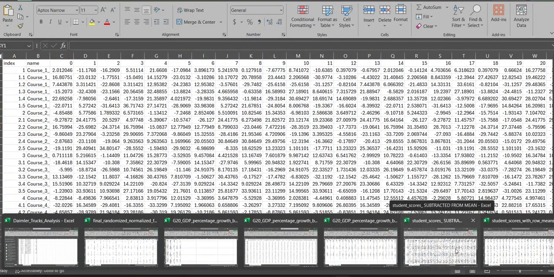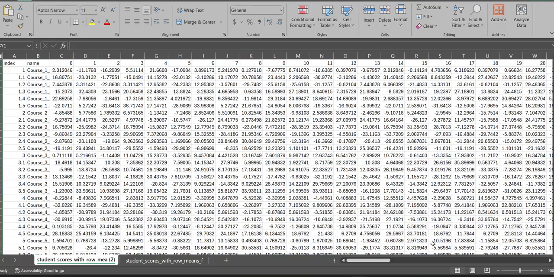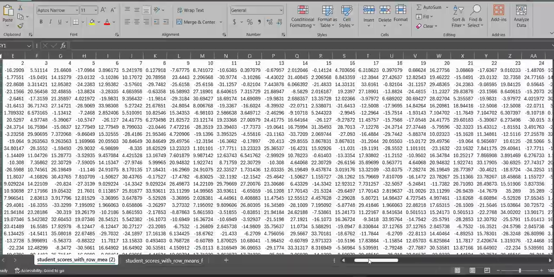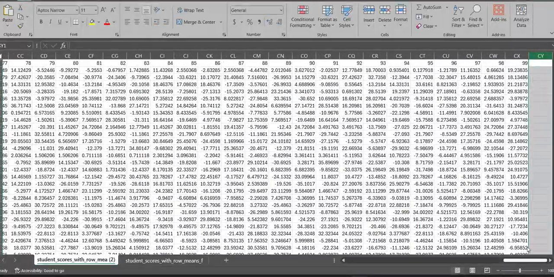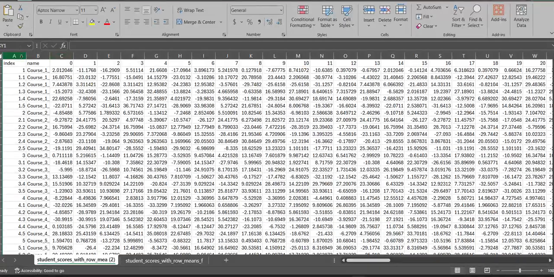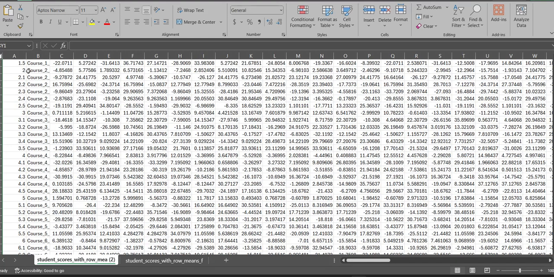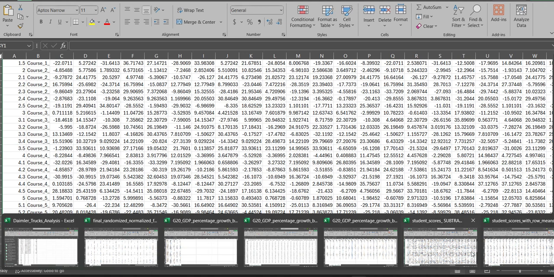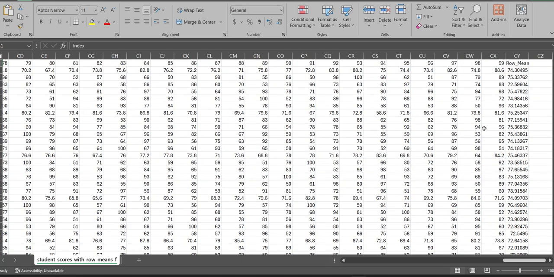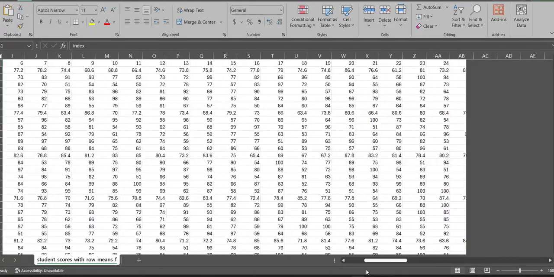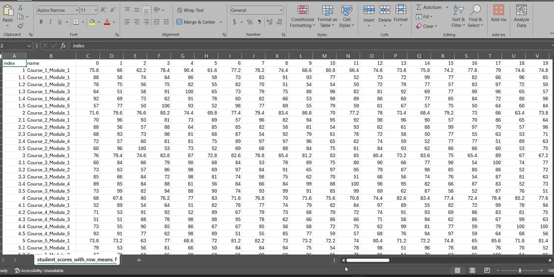So thus far, the data looked like this. And there's 100 students. And you have these courses, 1 through 10, and the modules 1 through 5, as you can see over here. You then adjust that data. We take the row mean average, subtract that from the existing data, and get a differential for each course.